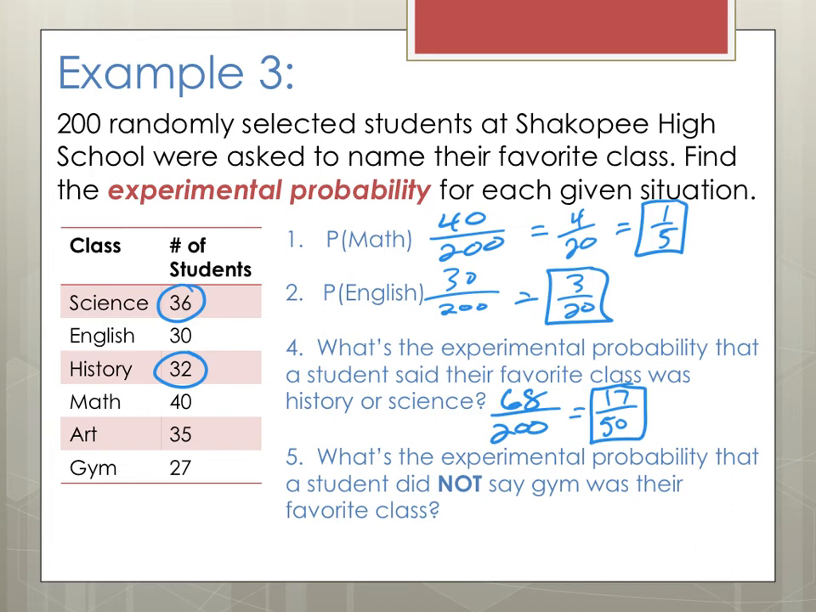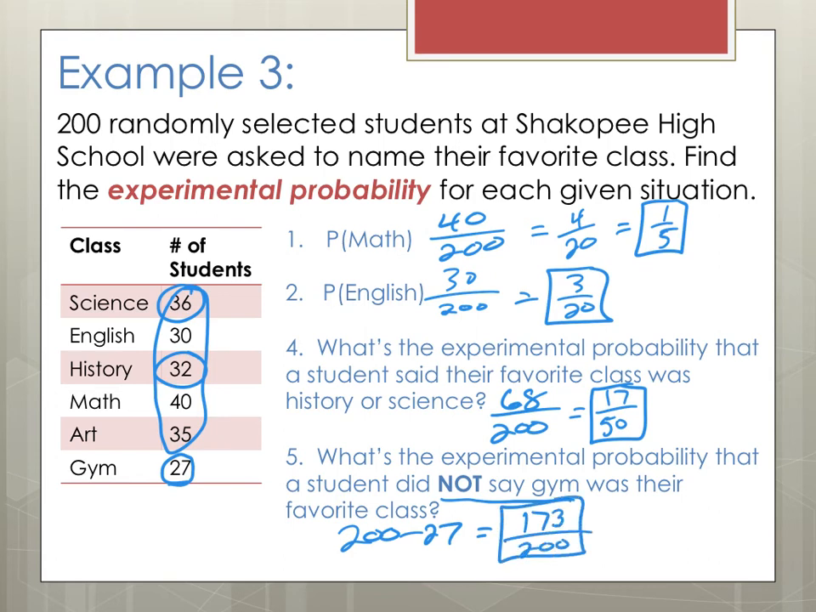And then what's the experimental probability that a student did not say gym was their favorite class? Well, did not say gym would be everybody else, right? So really you could even think, well, if there's 27 of them here, then 200 minus 27 would be the rest, right? So that means 200 minus 27, that means 173 out of 200 ended up choosing something other than gym.